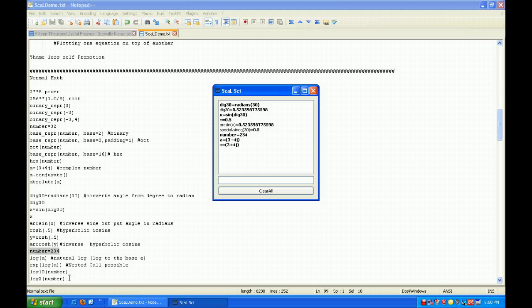This is complex number. We have log, all sorts of log: log to the base e, log to the base 10, log to the base 2. Log to the base e is also known as natural log. What we can do here is take natural log over a complex number, and we have exponential, that is essentially the inverse of natural log. So if we take the inverse of log of a, that will give us a back there.